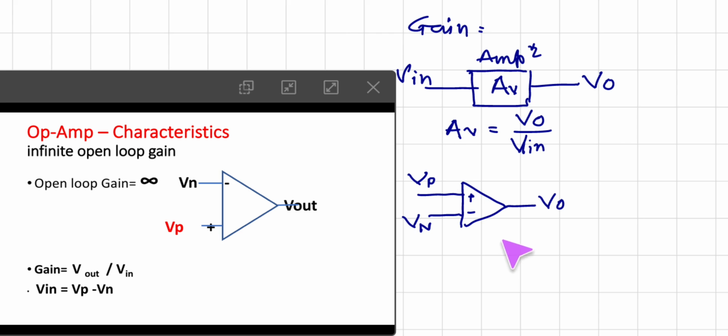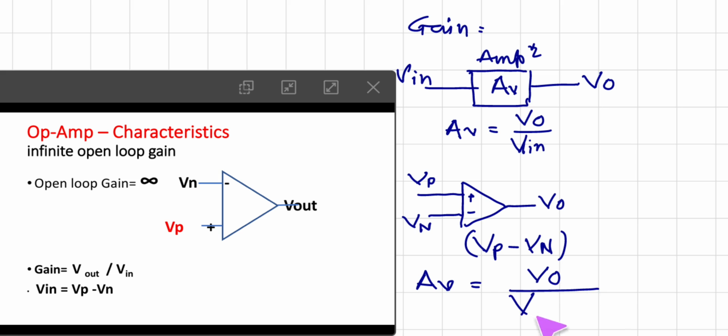So actual input is Vp minus Vn. So that is difference of two input voltages is an input, and therefore voltage gain in case of operational amplifier AV is equal to VO, that is output voltage, divided by Vp minus Vn. Remember, in some books it is called as V1 and V2. In that case you will see that VO is equal to V1 minus V2, etc.